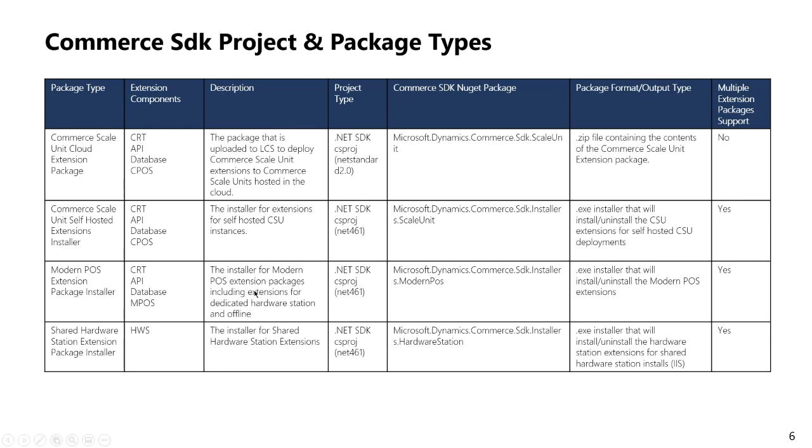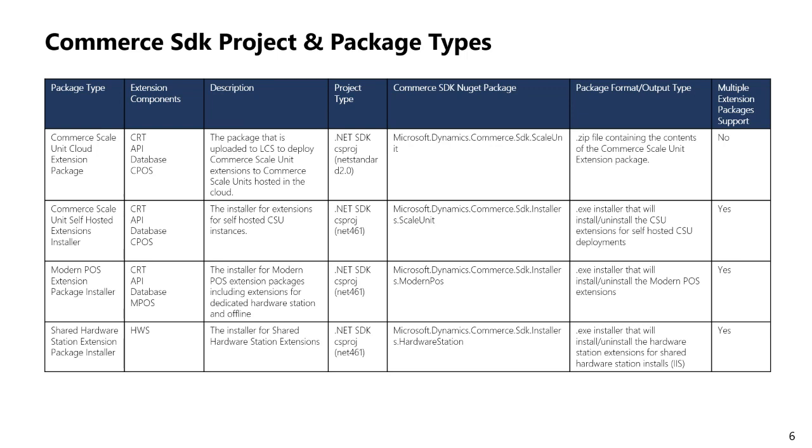So quickly to summarize, three packages for the on-prem: your cloud scale unit self-hosted, your modern POS extension installer, and your hardware station extension installer. All these three support multiple extension packages, so you don't have to merge, you can independently install and run them.